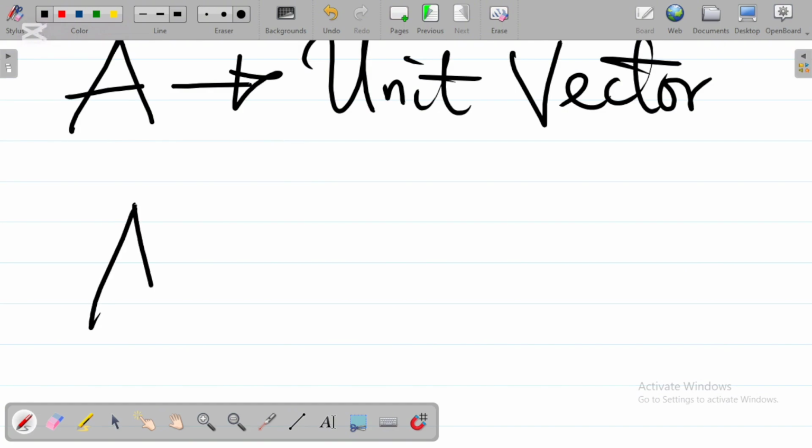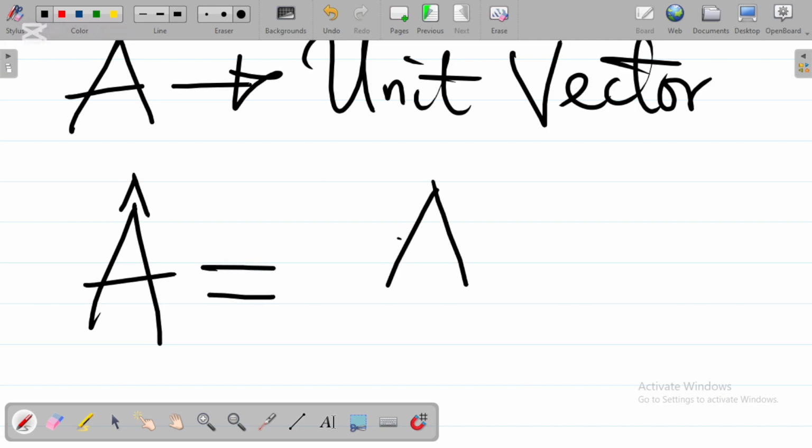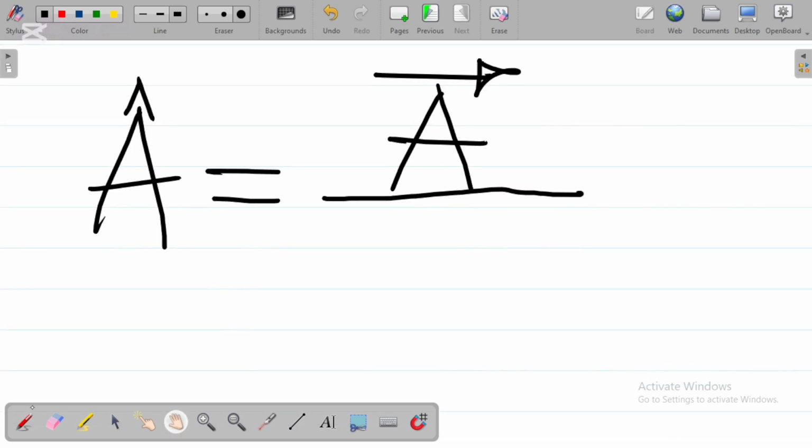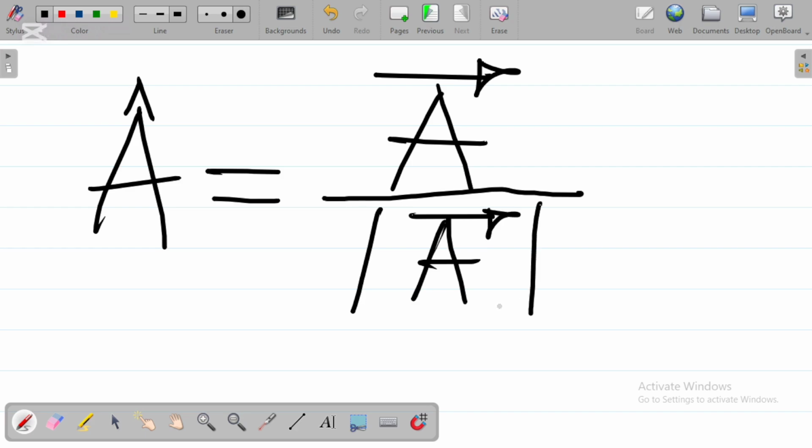So mathematically, the unit vector of A is equal to the position vector all over the magnitude of vector A. So unit vector is equal to position vector all over the magnitude of vector A. Let's take an example.